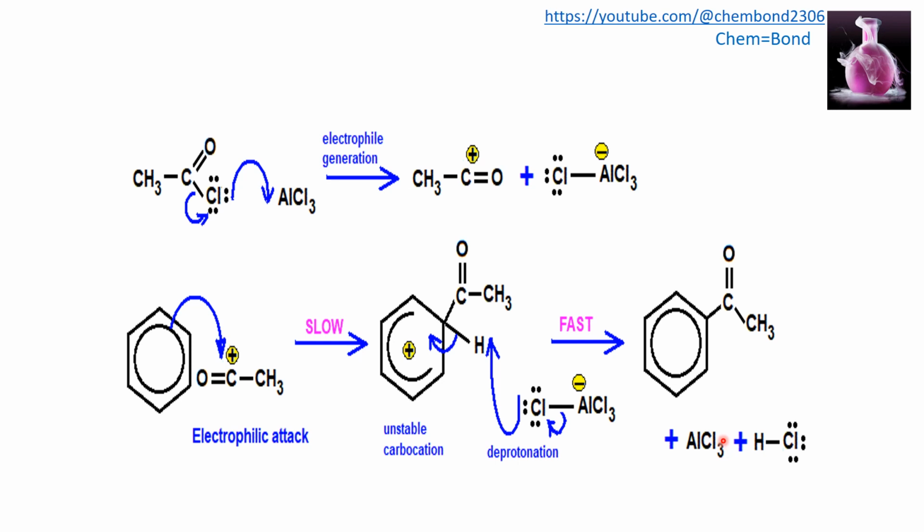will be released. This is the simplest mechanism of this whole process: aluminum chloride will trigger the reaction and produce an electrophile. The electrophile will attach itself to the benzene ring and the benzene ring will release a hydrogen ion. The hydrogen ion will attach itself to the chloride released from the acetyl chloride, and the aluminum chloride will be released at the end of the reaction, acting as a catalyst. So this is the simple mechanism for this process.